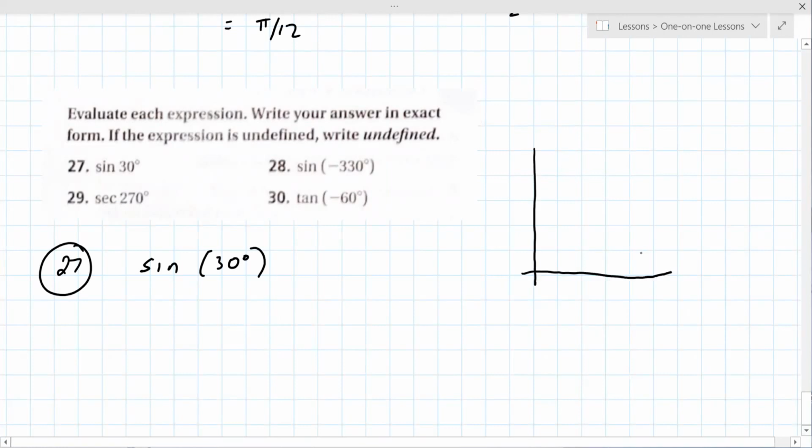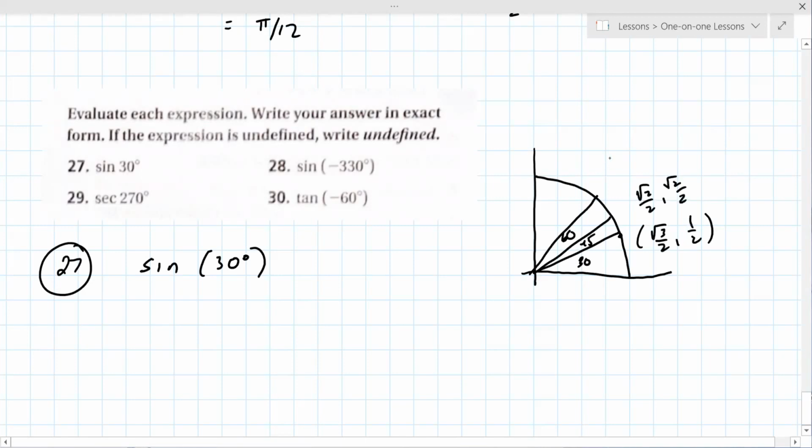The first quadrant is something like this, and there are 3 places generally: 30, 45, and 60. You have to know each of these values. Right here, it's square root 3 over 2 comma 1/2. This one is square root of 2 over 2 comma square root of 2 over 2. And this last one is 1/2 comma square root of 3 over 2. This is the y value at 30, so the y value at 30 is 1/2.